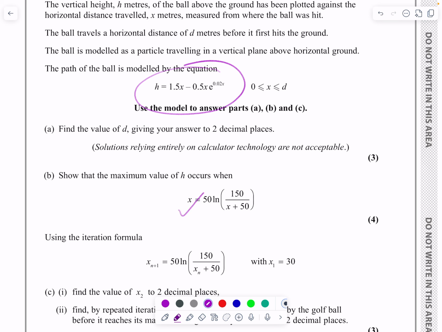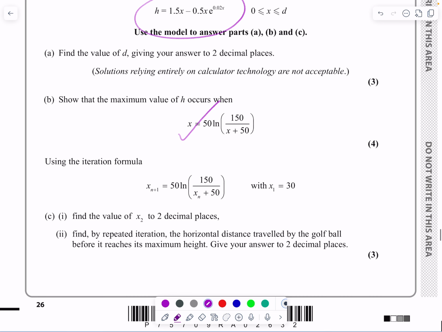Down here, when we're trying to find the maximum value, we're going to be differentiating. We'll be differentiating exponentials. We'll be using the chain rule, we'll be using the product rule, and then at the very end, we've got some numerical methods there with some fixed point iteration. So really big question, lots of different parts to it.